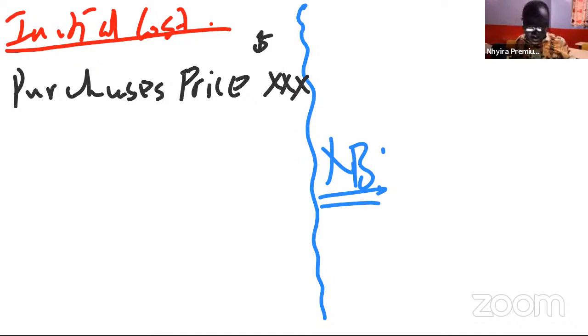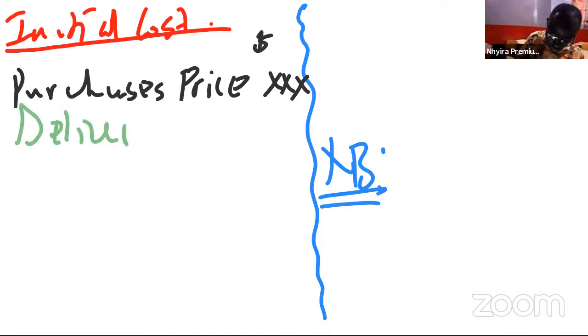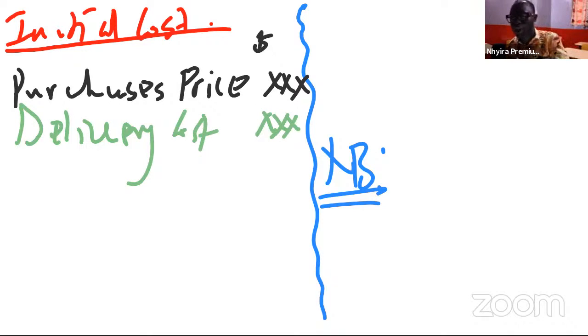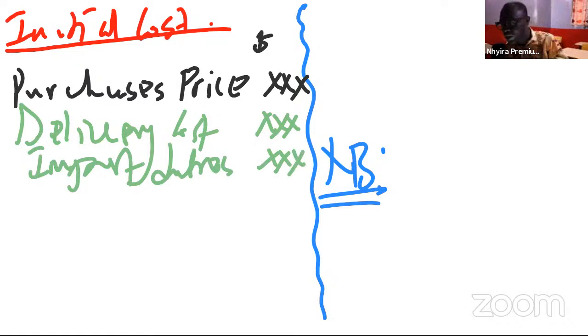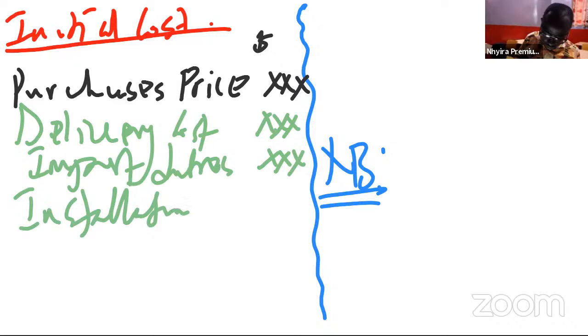Number 1, we could have any delivery cost. If we happen to procure the thing from outside, probably any import duties. If we need to install it because it's a plant, then installation cost. Then we may have dismantling cost.